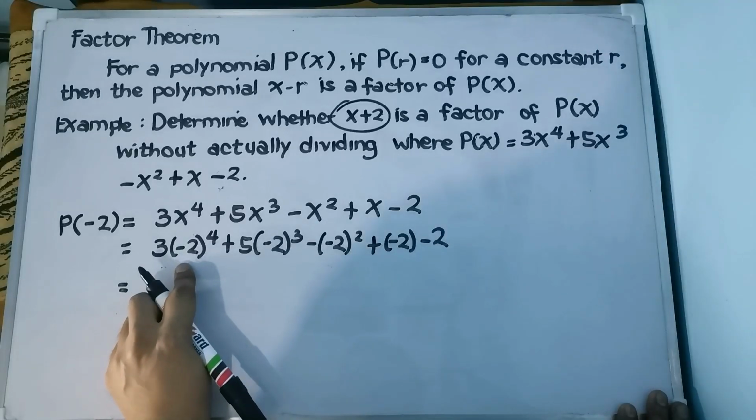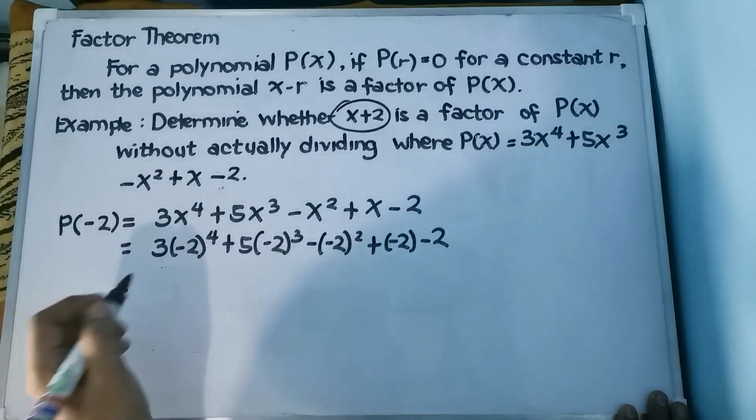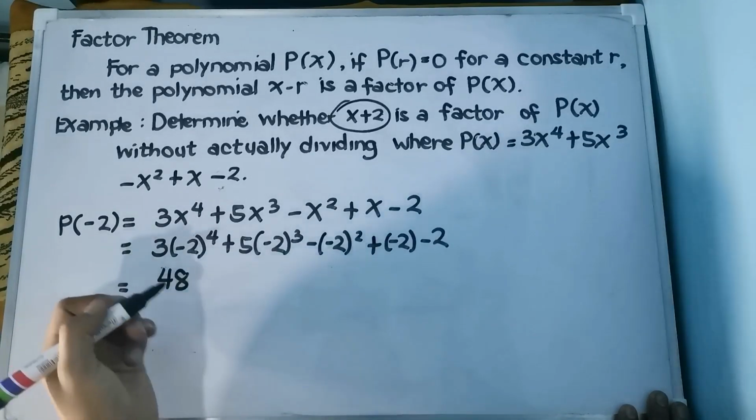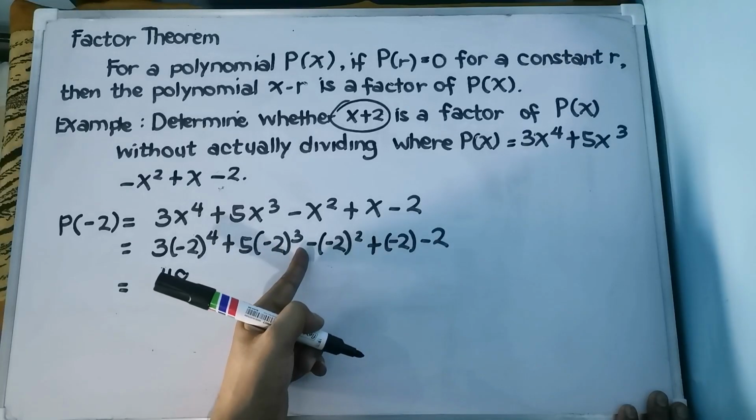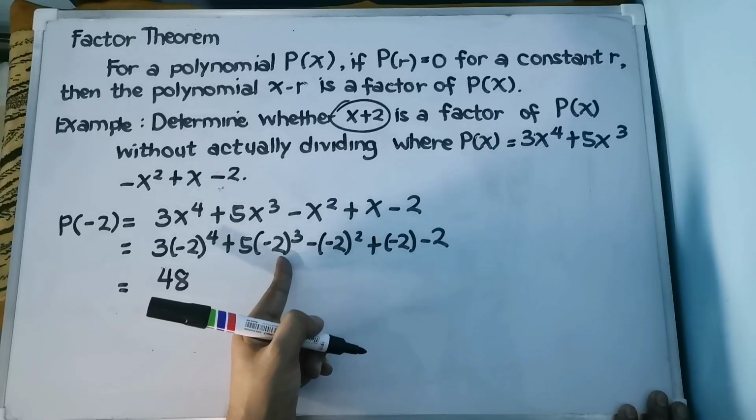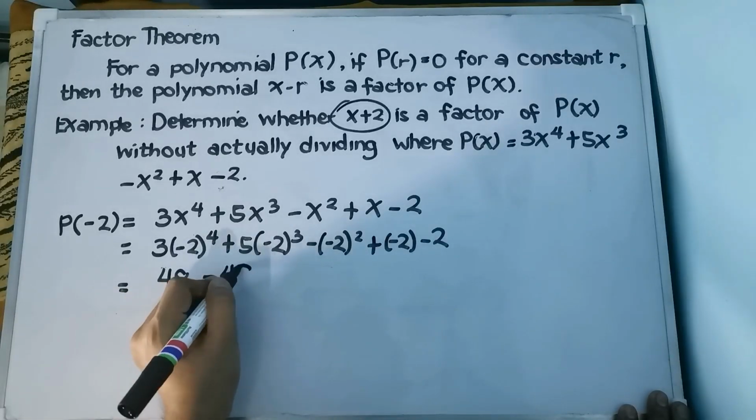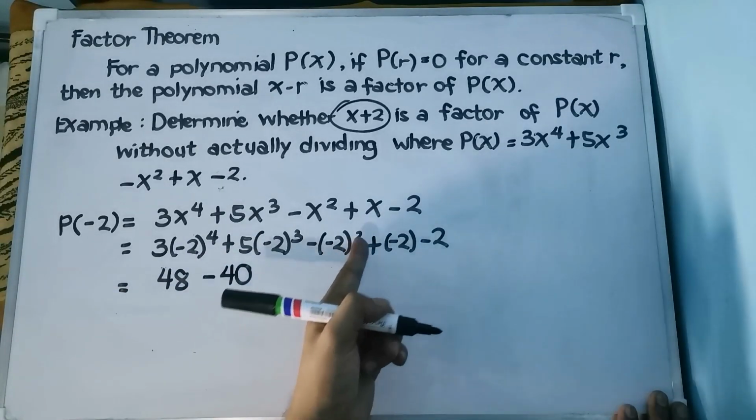So, we have here negative 2 to the 4th. That is multiplying negative 2 by itself 4 times. So, negative 2 times negative 2 is positive 4 times negative 2 is negative 8 times negative 2 is 16. So, 16 times 3, we have here 48. Then, negative 2 cubed. So, negative 2 times negative 2 is positive 4 times negative 2 is negative 8. So, negative 8 times 5 is negative 40. Right?